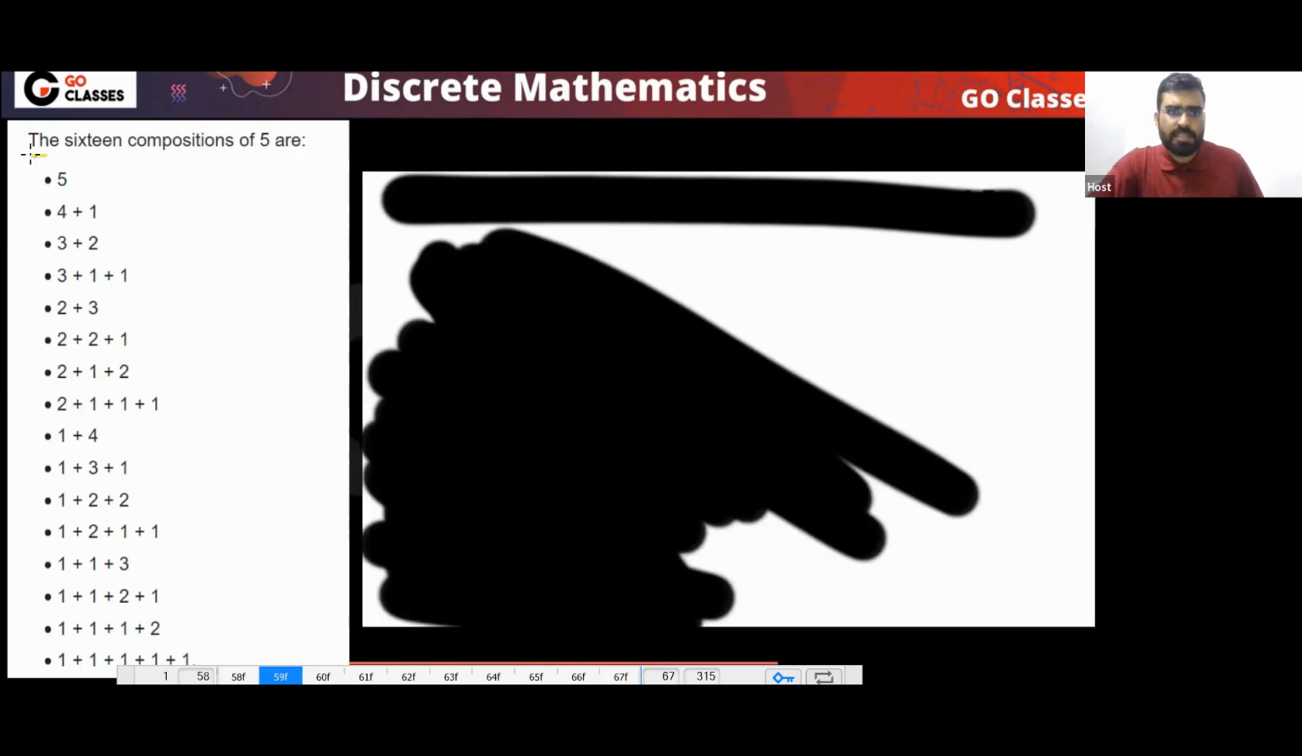Very simple. These are the 16 compositions of 5. This is a composition of 5, this is a composition of 5. 1, 4 and 4, 1 are two compositions. 3 plus 2, 2 plus 3, these are compositions. So like this, in total you have 16 compositions.